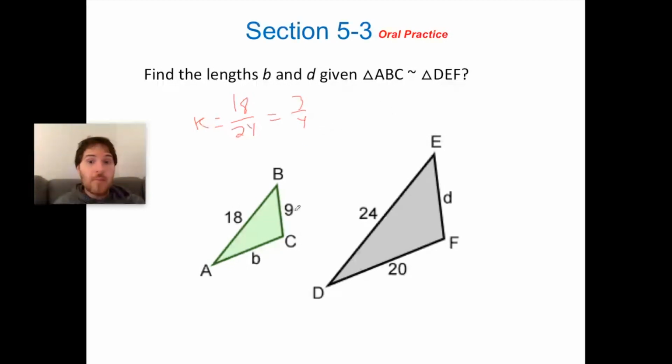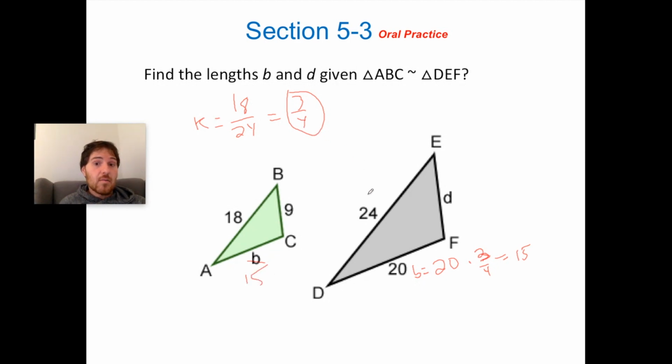This can help you out, because if I want to get this B, for instance, I can just multiply that by 20. This here is what K is, 3 over 4. So I can take 20 and multiply it by 3 over 4, and that's going to tell me what B is going to equal. B equals 20 times 3 over 4, so that's 60 over 4, that's 15. Okay, and I got 15 right here.